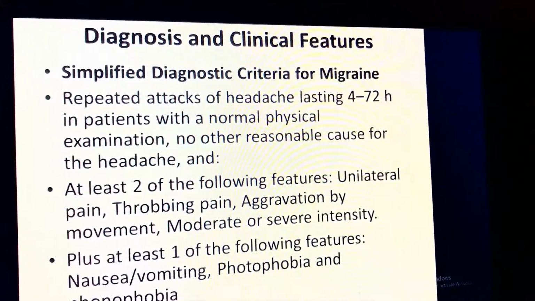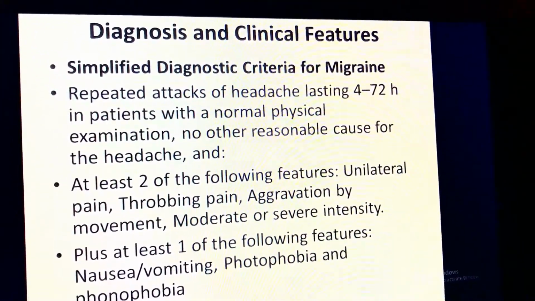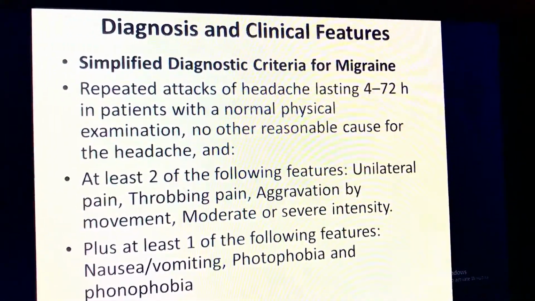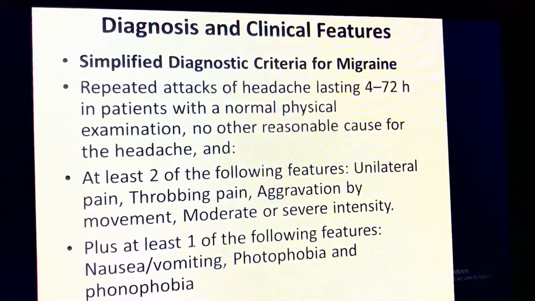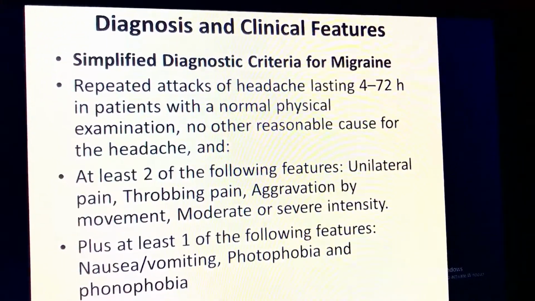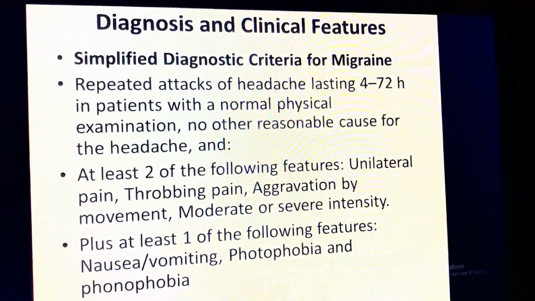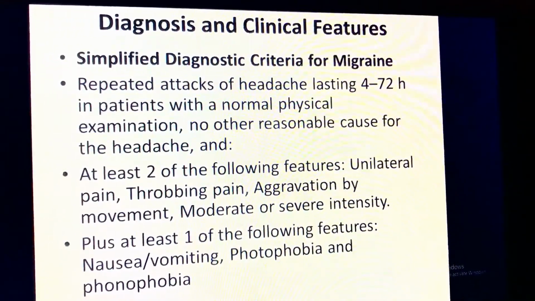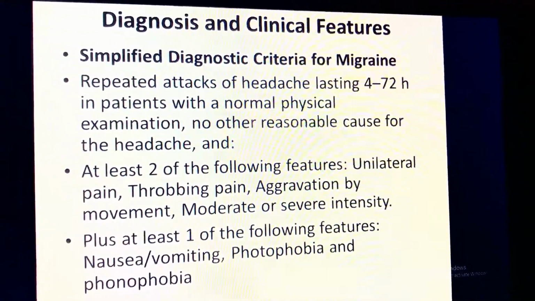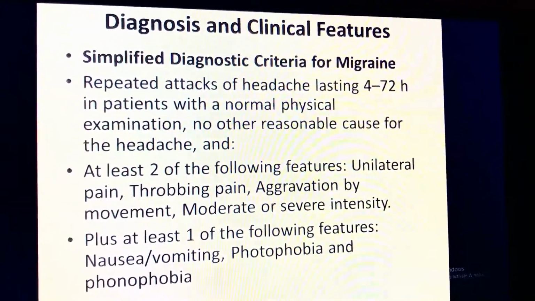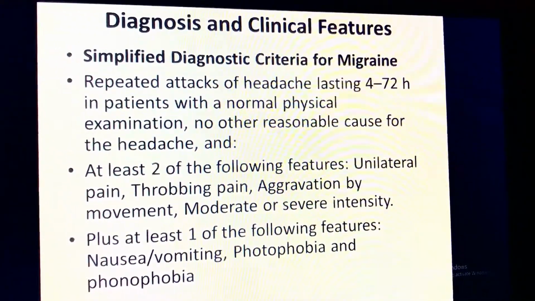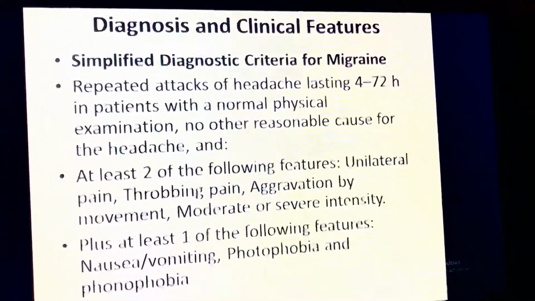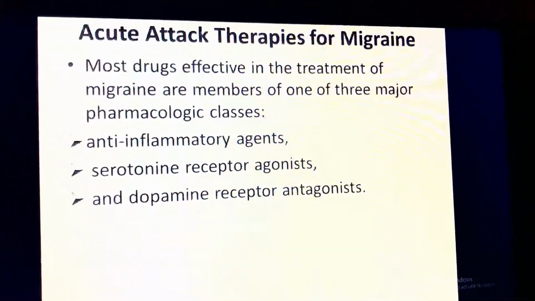Diagnosis and clinical features. Simplified diagnostic criteria for migraine: repeated attacks of headache lasting 4 to 72 hours, in a patient with a normal physical examination and no other reasonable cause for the headache, with at least 2 of the following features: unilateral pain, throbbing pain, aggravation by movement, moderate or severe intensity, plus at least 1 of the following features: nausea, vomiting, photophobia, and phonophobia. Those are the diagnostic criteria of migraine.